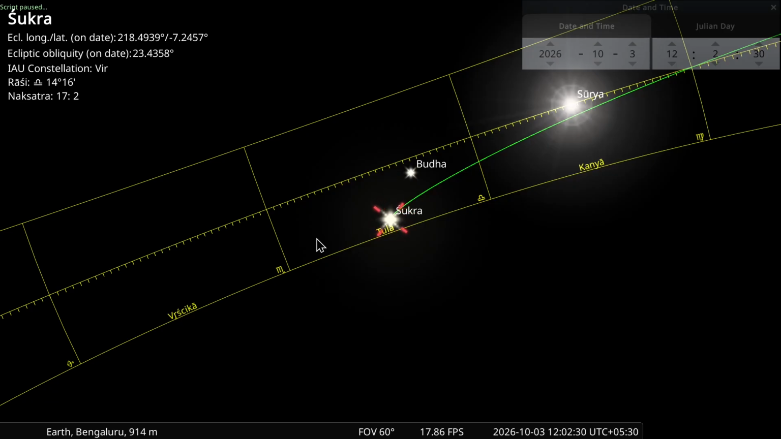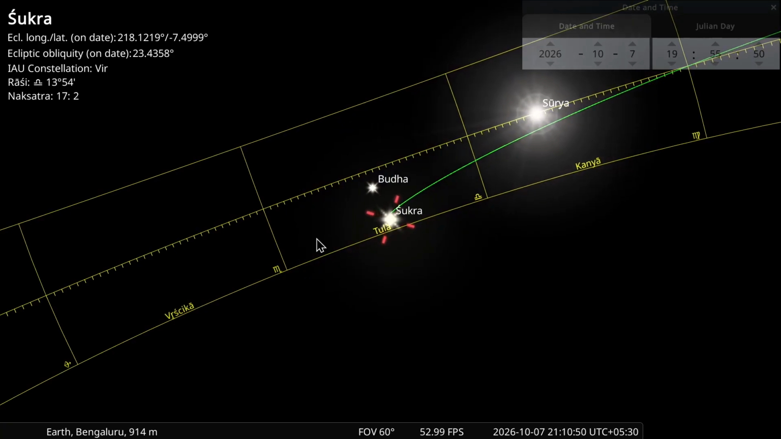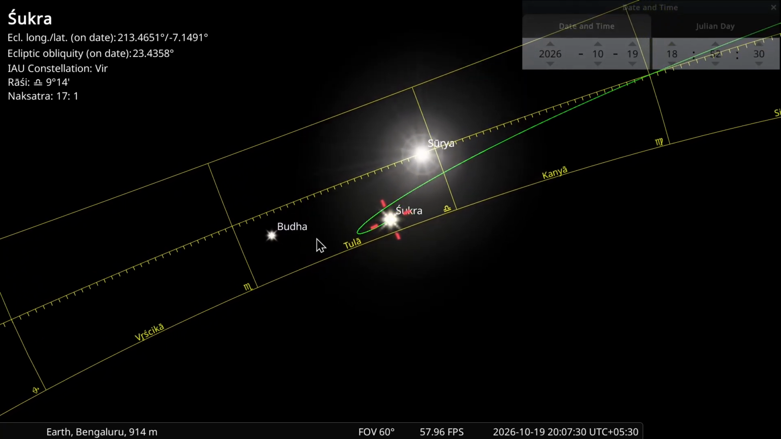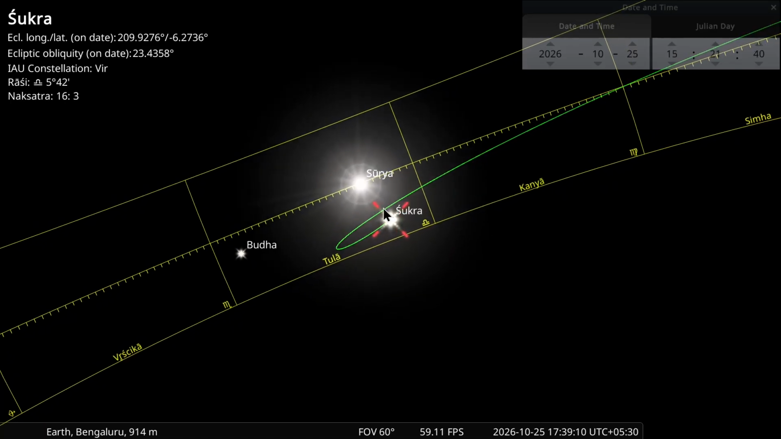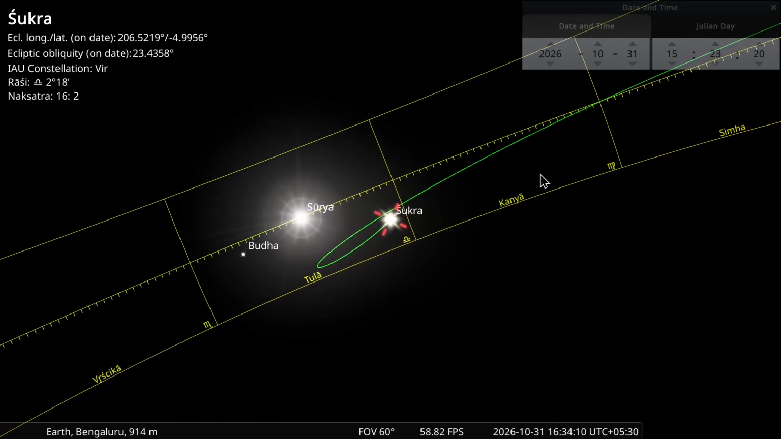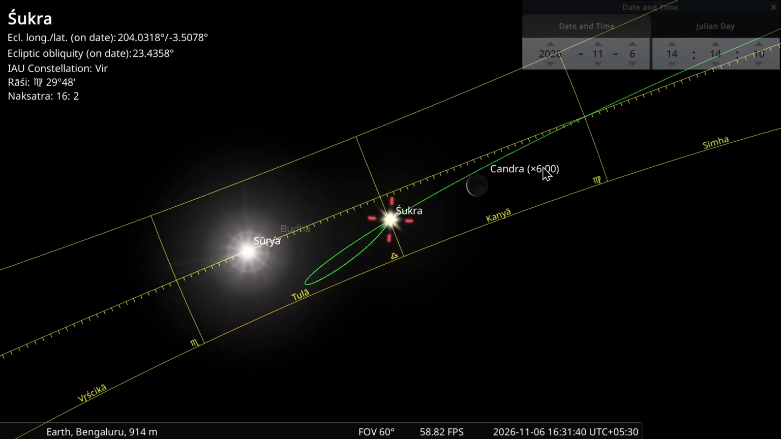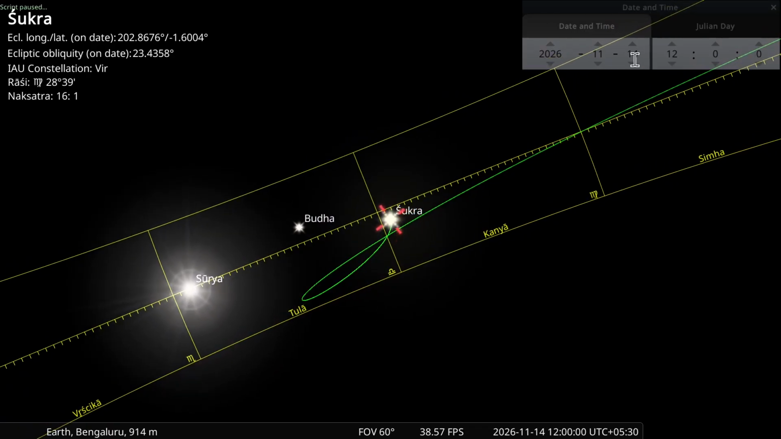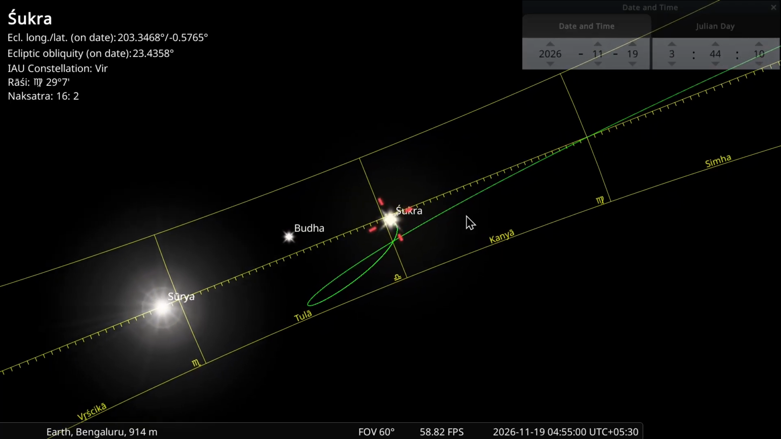So let's now see the retrograde movement. There you go. It's going backwards inside Tula. So whole of October, it keeps going backwards and almost half of November. And somewhere around November 14th, it finishes its retrograde movement, and from here onwards, it starts moving forward once again.